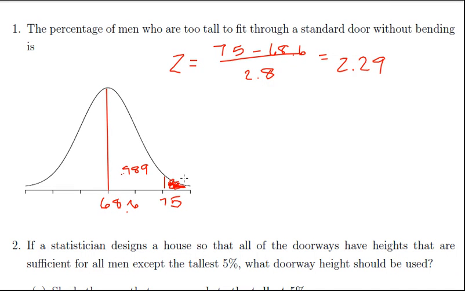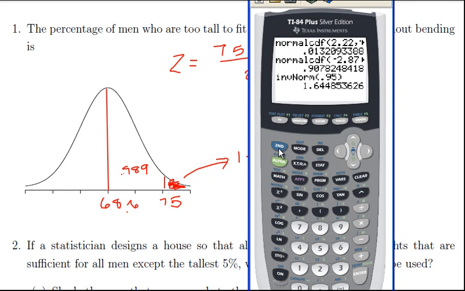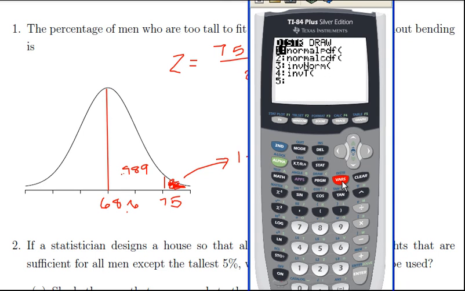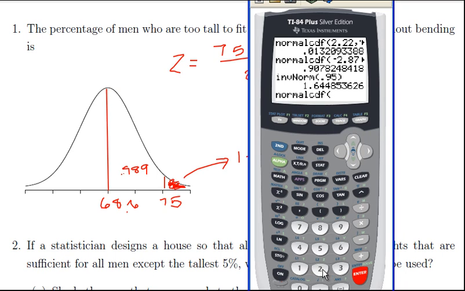to be too tall. And so to get the area to the right, I take 1 minus 0.989. And that gives me an answer of 0.011. And I can do that on my calculator. I want to go to second, and then VAR, normal CDF. Now I always want a lower bound and an upper bound. So my lower bound is 75. When I want the area to the right, I just put in a really large positive number.